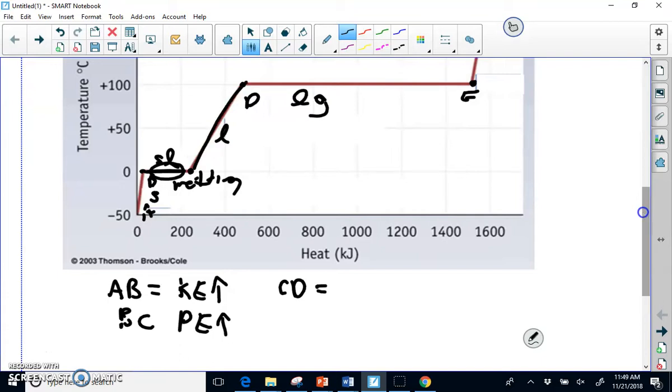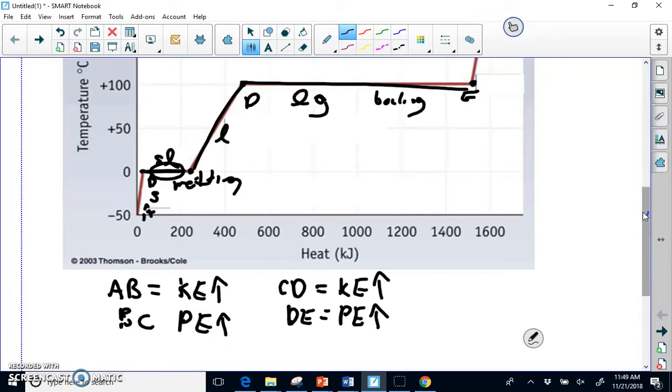Then during CD, we see that the line is going up again, so the energy there is going into moving the particles faster, or increasing the kinetic energy. Then during DE, it starts to turn into a gas, or it's boiling, and the energy is going into moving the molecules further apart. So there we have an increase in potential energy. And then finally at E, they're completely a gas, and the line starts to go up again. So at EF, again, the energy is just going into making the molecules move faster, or increasing the temperature.